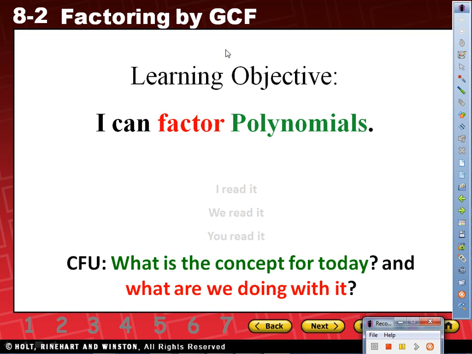Okay, here we go. Our objective for today: can factor polynomials. Let's read together. 1, 2, 3. Can factor polynomials. So if you notice, we're back on polynomials. You probably noticed that over the weekend when I left you the homework and you went to watch the video, and so on and so forth.